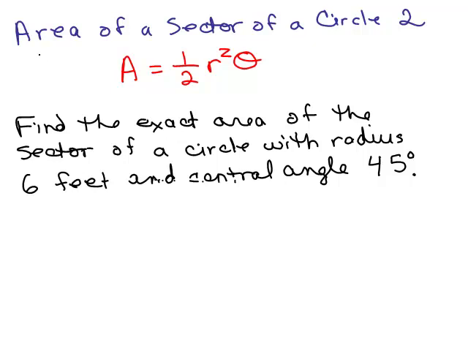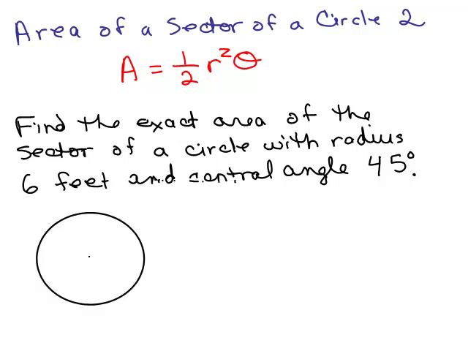All right, we discovered the formula for the area of a circle in the first video, and now we're going to use this formula to solve this problem. The area of a sector of a circle is 1/2 r squared, that's the radius squared, times the angle theta given in radians. So find the exact area of the sector of a circle with radius 6 feet and central angle 45 degrees. Now I could plug this into the formula quickly, but I also want to have a picture of what's going on, and then we'll see if our answer makes sense. So let's do that first.